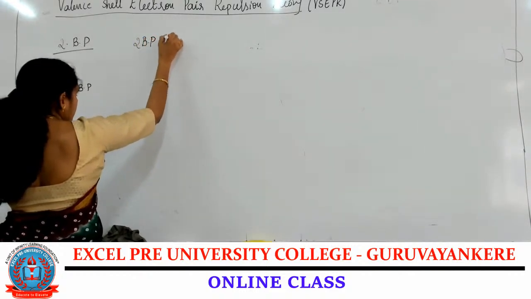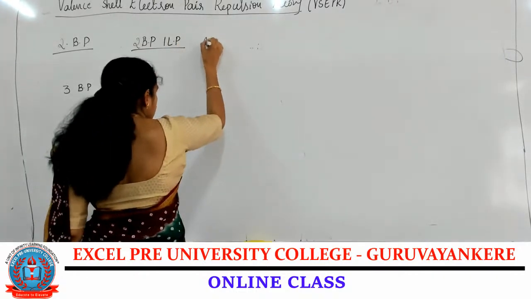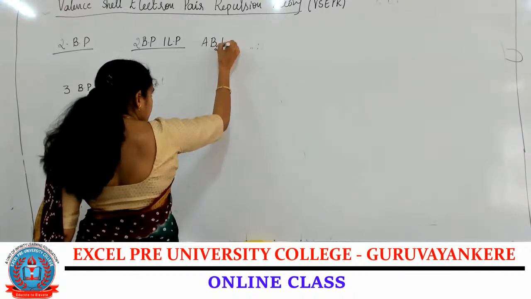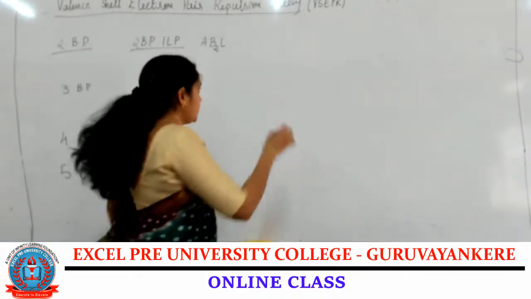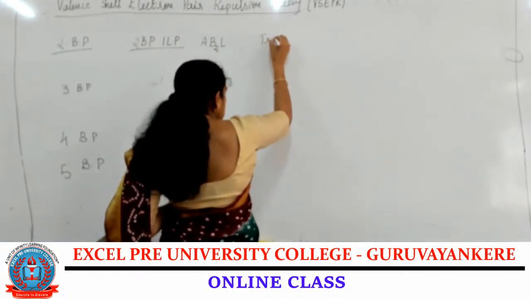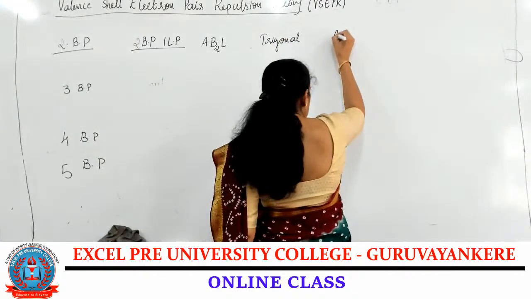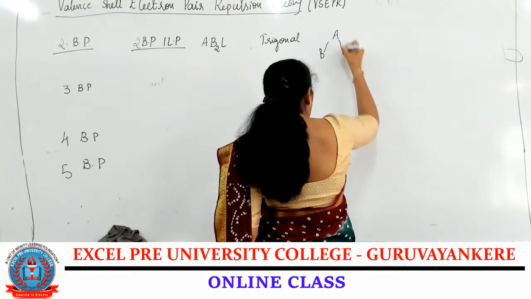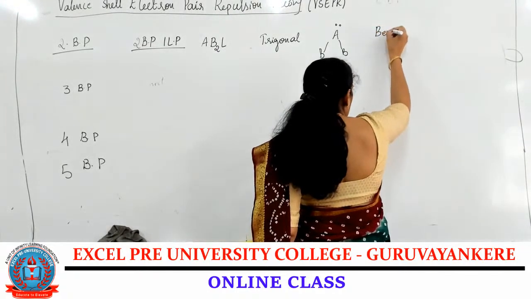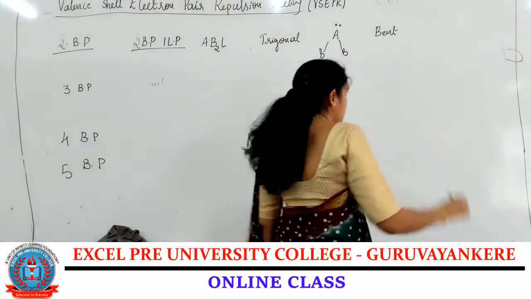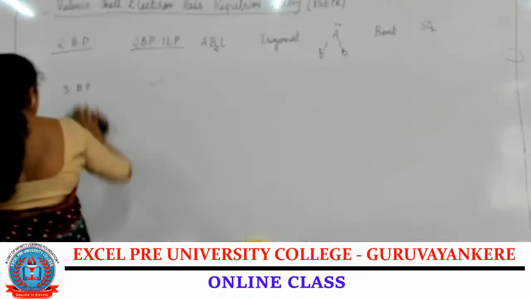Two bond pair and one lone pair of electron, if it is present, it is of kind AB2L. According to the geometry, AB2L is nothing but the trigonal geometry, isn't it? Trigonal geometry. But the arrangement of the atoms will be like this: A, B, and the lone pair of electron is present on the atom. So it is nothing but the bent-like structure. It forms a bent-like structure, and the best example is formation of sulfur dioxide.